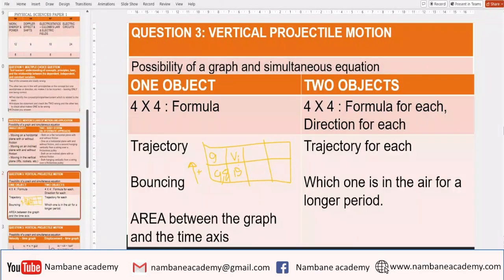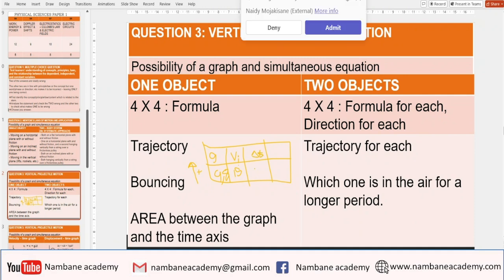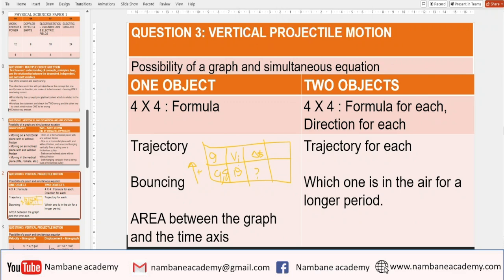Now, what else is there? If the question says they have to calculate maybe the time, time is going to be an unknown for them. What else is there? Now, it is time to the maximum. The learners should know by now that at the maximum height that the object will reach, your V final is going to be equal to 0.